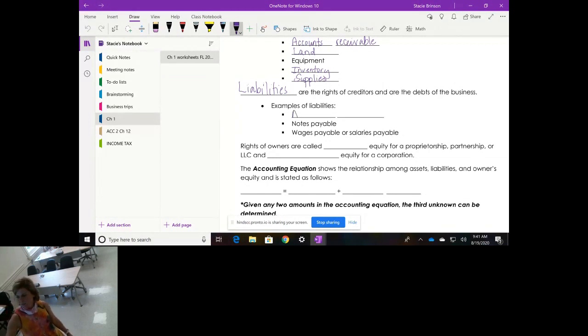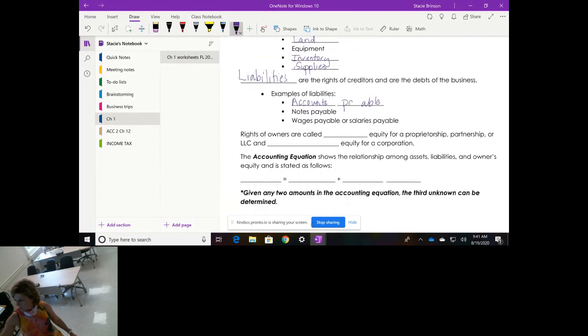All right, so examples of liabilities. Accounts payable is one. All right, notes payable. We'll get to that later, but I'm just trying to give you some examples. Notes payable is like what you owe on your car. If you borrow any money from the bank and you're paying on it on a regular basis, you have a monthly payment, that's a note. Wages payable, salaries payable. That's money you owe your people that work for you.